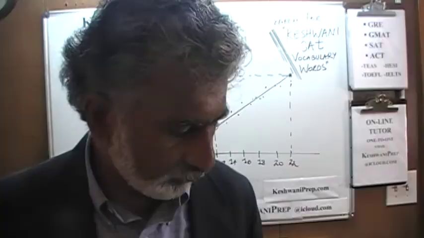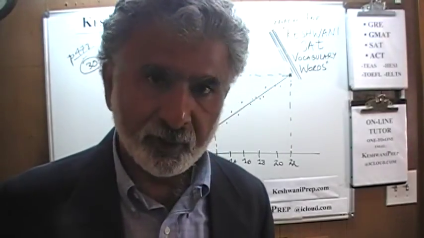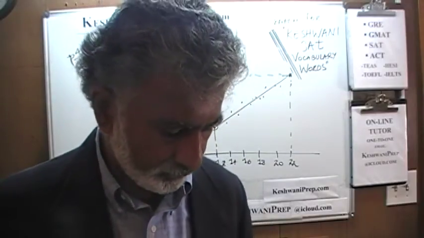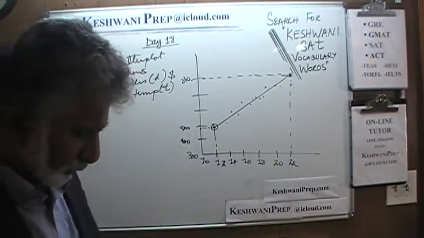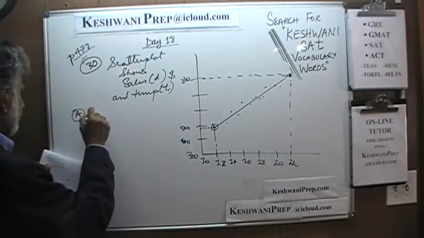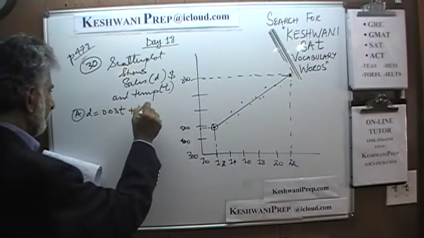Alright, we haven't begun the work yet. Let's begin then. The question is, which of the following could be the equation? They're giving us four equations, and our job is to find the one which could be the equation. Let's start with answer choice A, logically. A says D is equal to 0.03t plus 402.